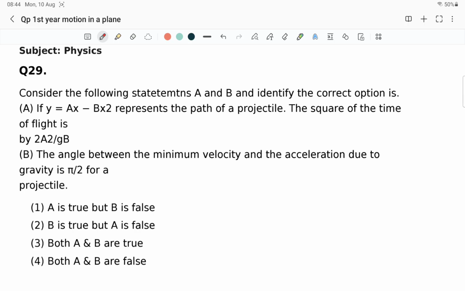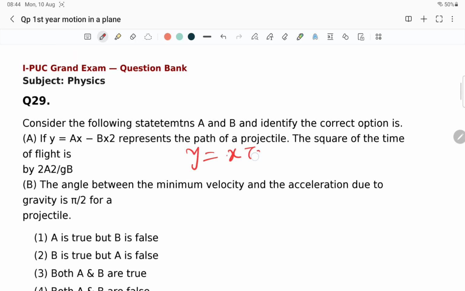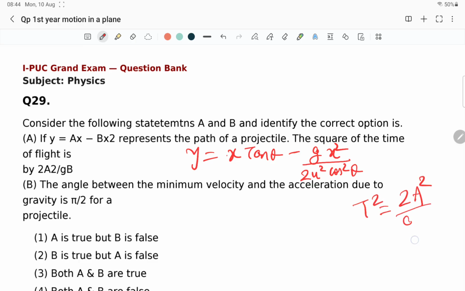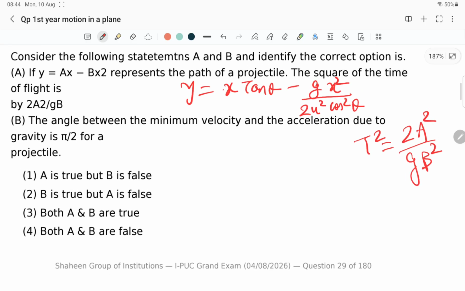Y is equal to ax minus bx square, in this statement, instead of a we had given tan theta earlier, g times x square by 2 u square cos square theta, we have done in class. So when you solve this, you get t square is equal to 2a square by gb square. You find t from the formula which I had given for t, and just square it. Okay, so A is true. Okay, what about B?